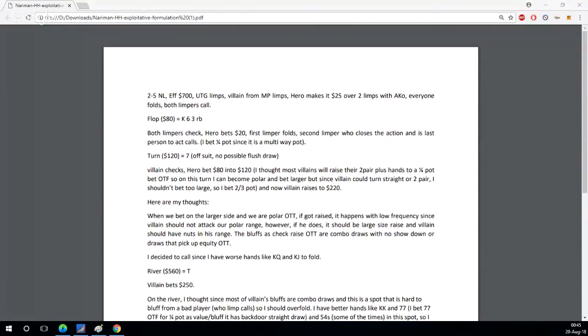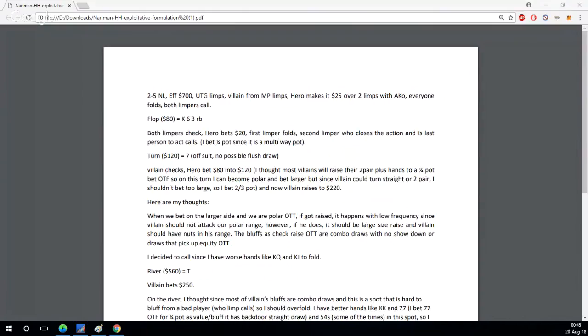So at that point, I told myself, what are his likely bluffs? The bluffs on the turn are usually combo draws with no showdown, or draws that pick up equity on the turn, which is not the case here. So at this point, the fear came to me and I started to convince myself that this guy is not bluffing, because I could not find enough bluffs for him on this turn. But at the same time, because I have worse hands to fold, like king queen and king jack, I thought ace king is close to the top of my range, so I decided to call.